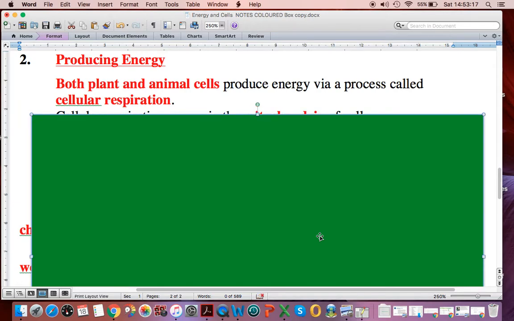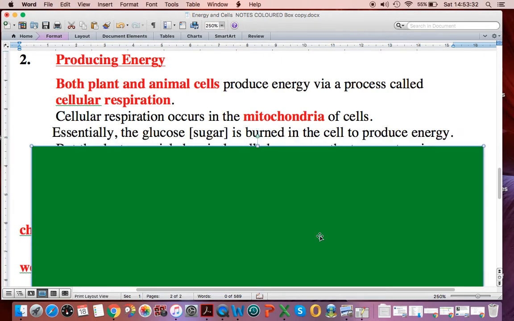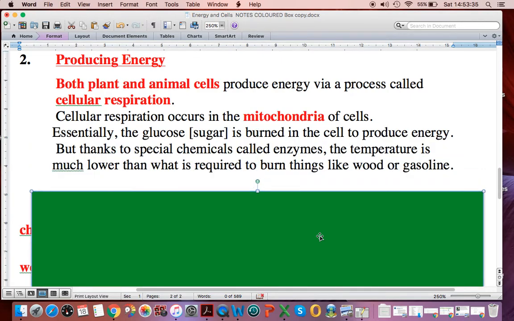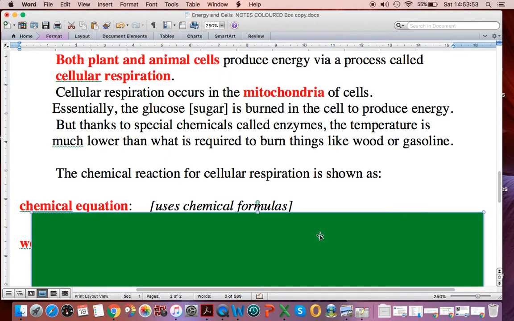So where plants, not animals, were doing photosynthesis, both plant cells and animal cells will carry out cellular respiration. And that means this occurs in the mitochondria, so plant and animal cells will both have mitochondria. So essentially what we're doing here is burning that glucose, or burning the sugar, to make energy. But this kind of burning, we don't have to be at super high temperatures like for burning gasoline, because we have special chemicals called enzymes that reduce the temperature needed to burn the sugar.